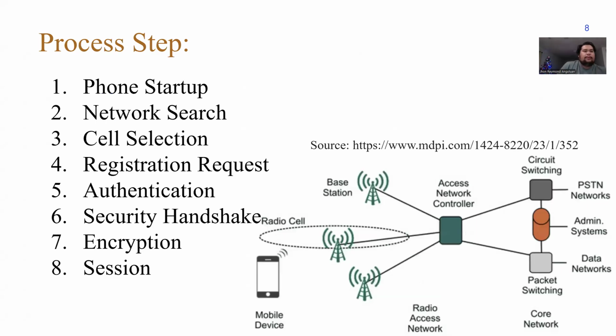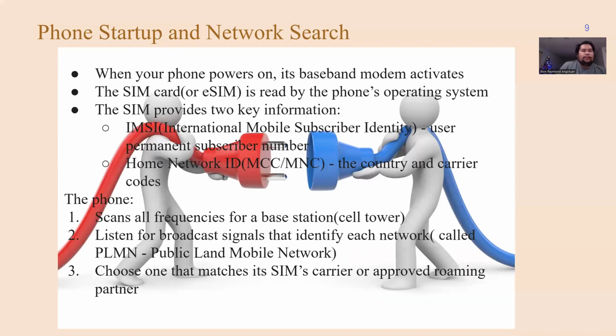The process. These are kind of the basic steps for a connection. Each of them you can go into more, but these are the basic concepts. Start off with phone startup and network search. When the phone powers on, its baseband modem activates. The SIM card, or these days eSIMs are mainly used, is read by the phone's operating system.